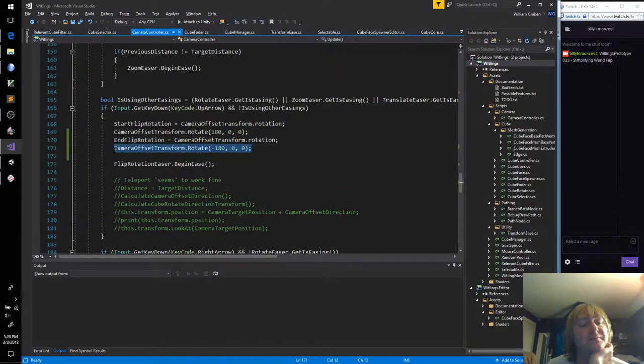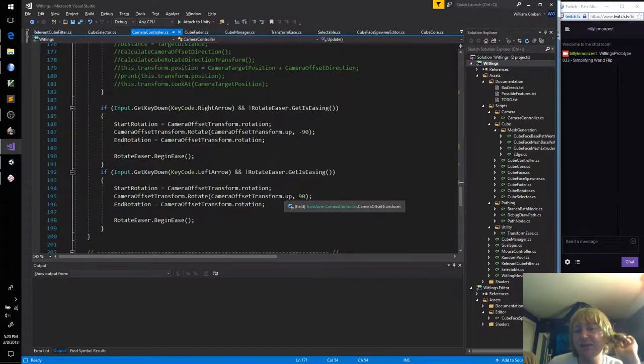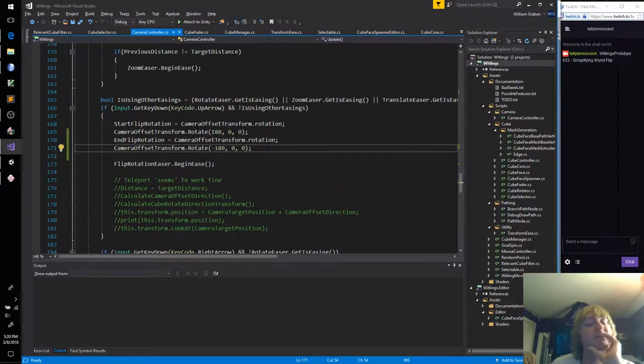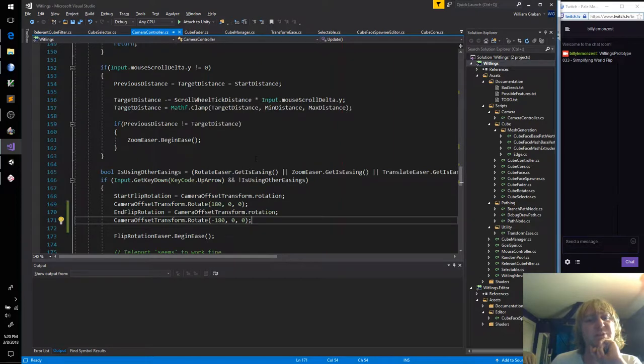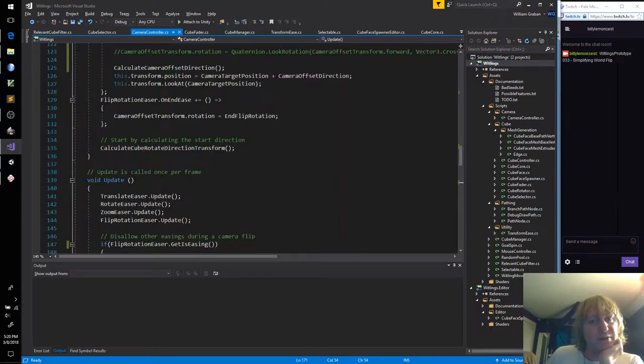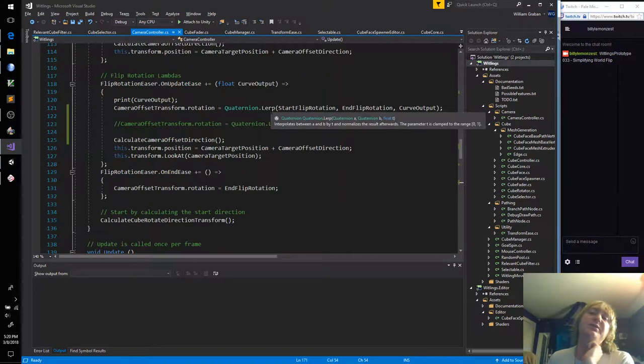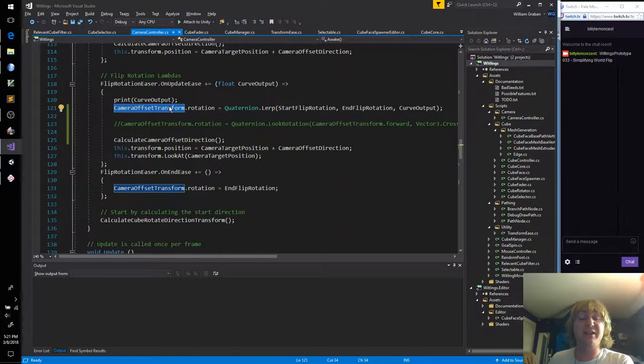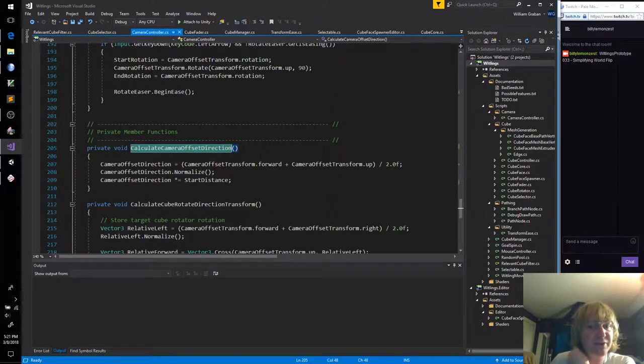Well, this got rid of the temporary blip that we were seeing in the editor. Not quite necessary, but it's always good. If you see something looking weird, fix it because it could cascade into problems later. So where could the problem be? Let's think about that. What code? It's got to be this, right? No, it's not this. This is fine, because we've watched the camera offset transform, and that does its job. So maybe it's this calculate camera offset direction.